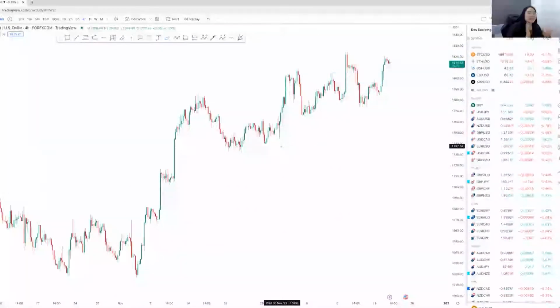Can you guys let me know if you see a channel or a trend line in XAU USD 4 hours time frame, and is it going up or down? I just need a little bit of interaction so I know that you guys are still following me. Okay, it's going up.